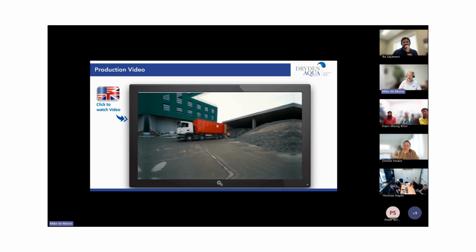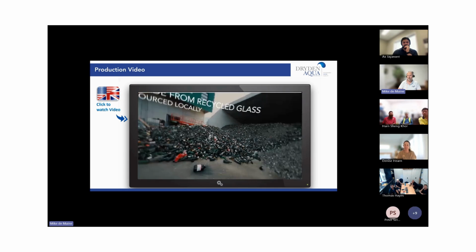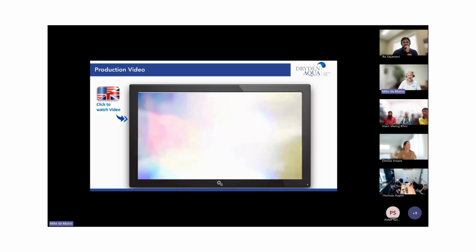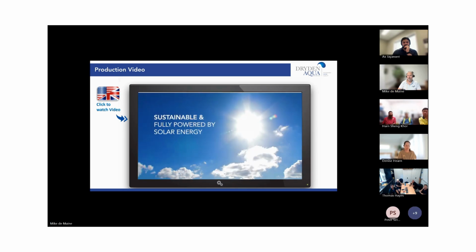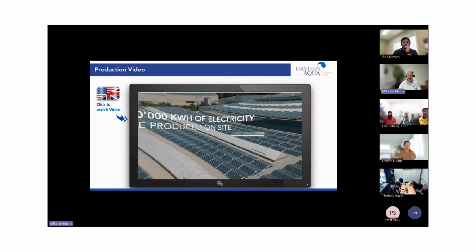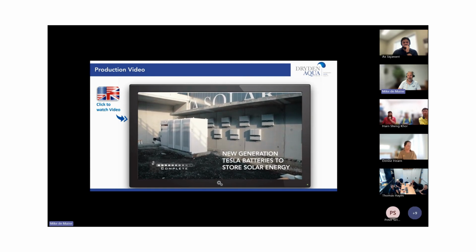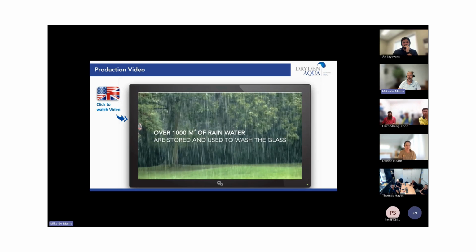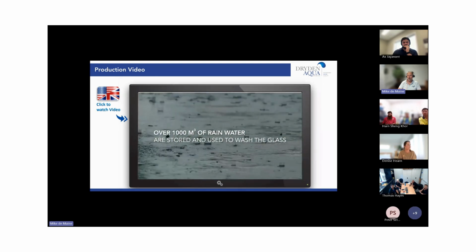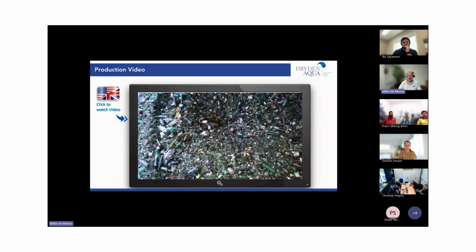You can read what it says on the captions. This is how the glass comes into our factory, all recycled, and that's how it leaves the factory. We're pretty much fully on solar capacity. We've got a much bigger battery than that now; that's the old battery system. We only use rainwater for cleaning our media as well.